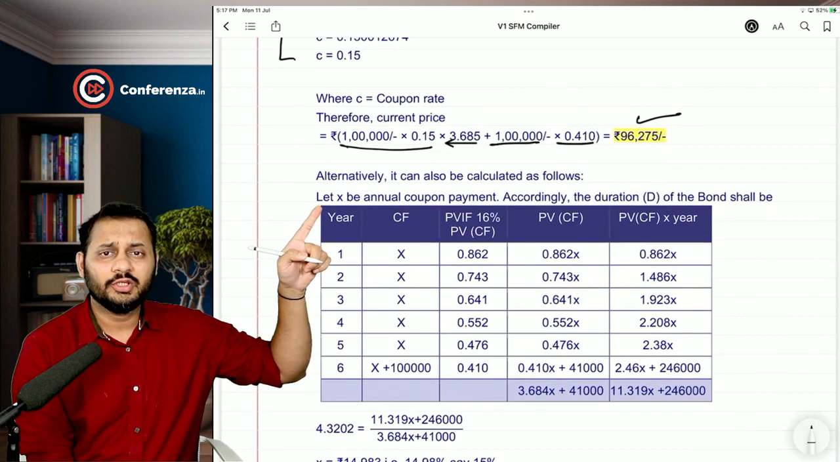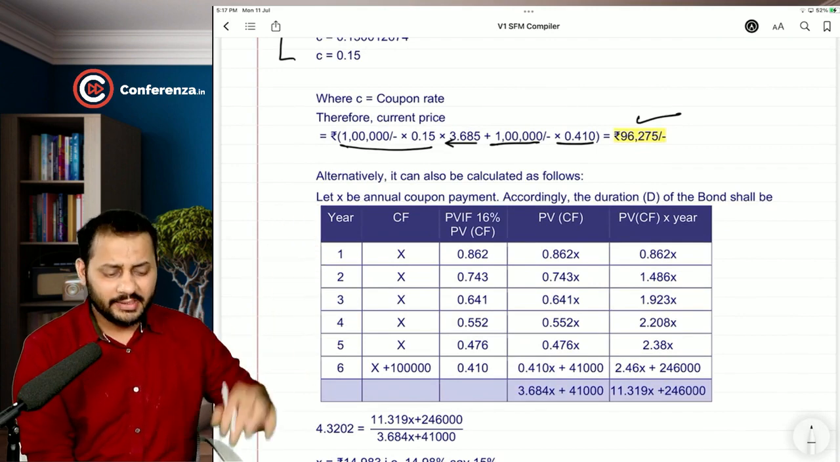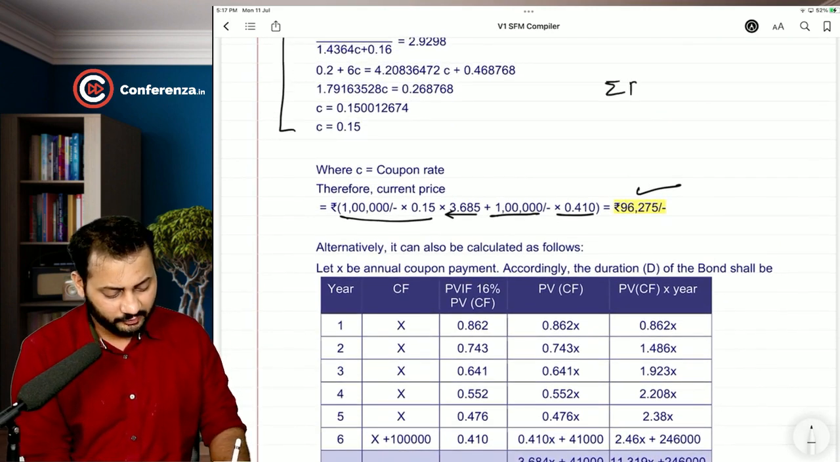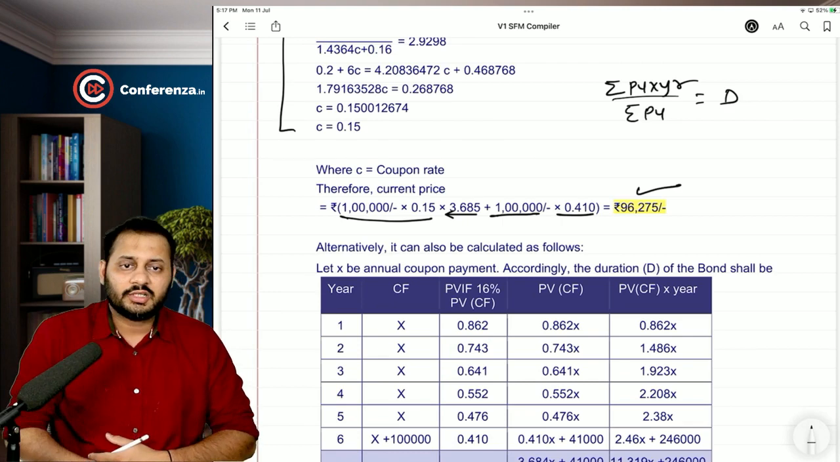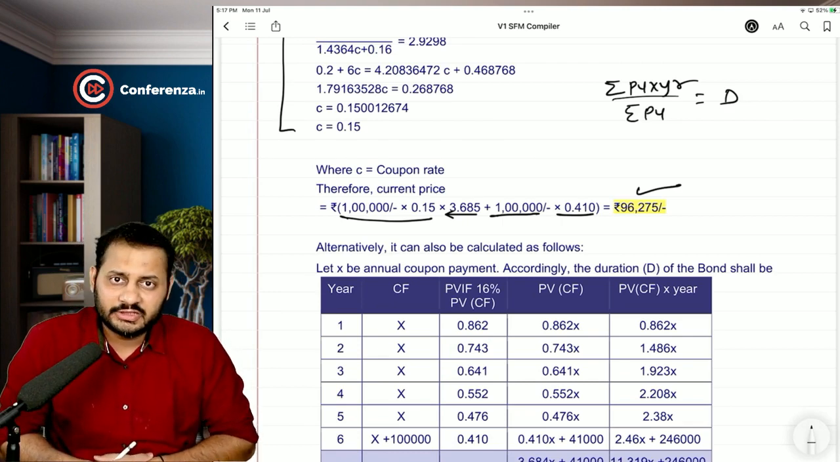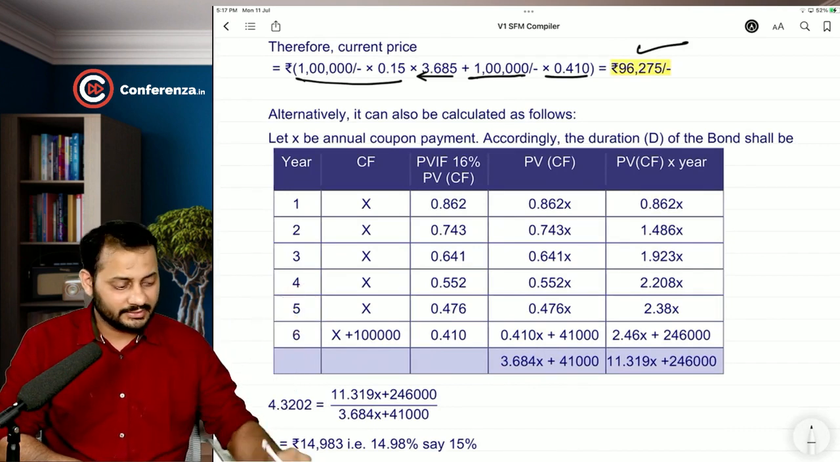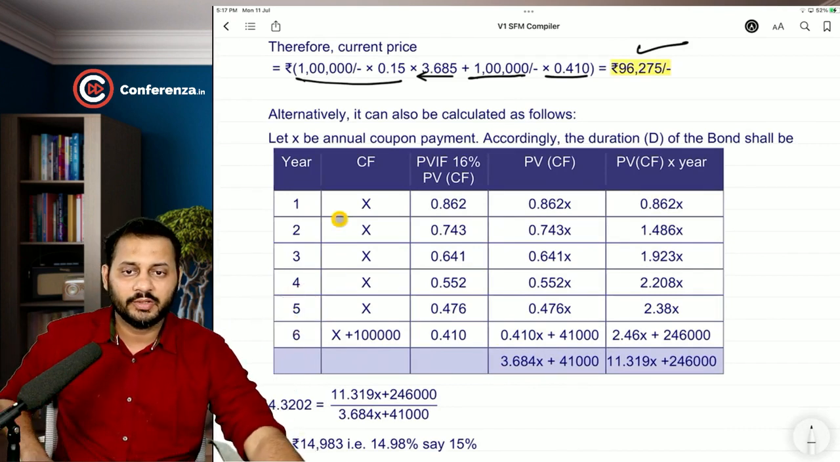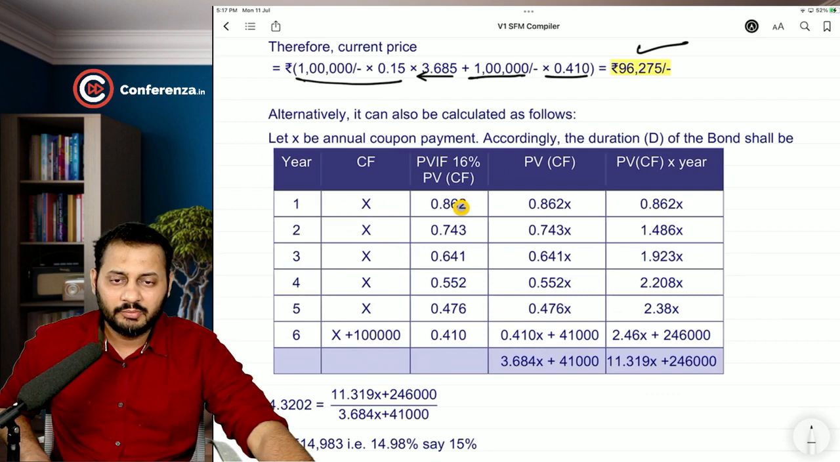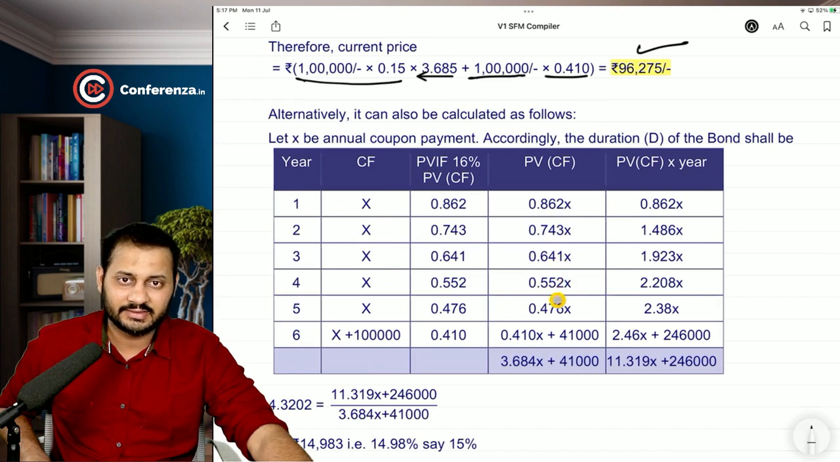Another method is to take X. Let X be the annual coupon payment and go by the method that the summation of present value into year, divided by the summation of present value, is equal to duration. Start doing all the calculation according to this method and put the coupon amount as X. The moment you start putting the coupon amount as X, you will multiply the present value factor with X, and you can write it like this: 0.862X, and so on for each year.